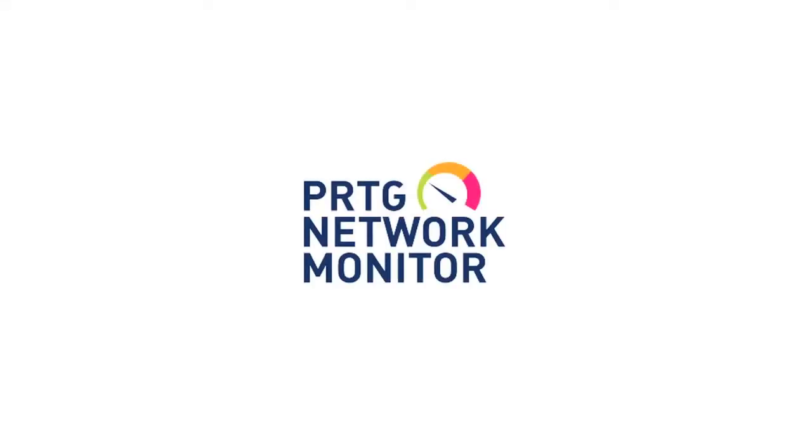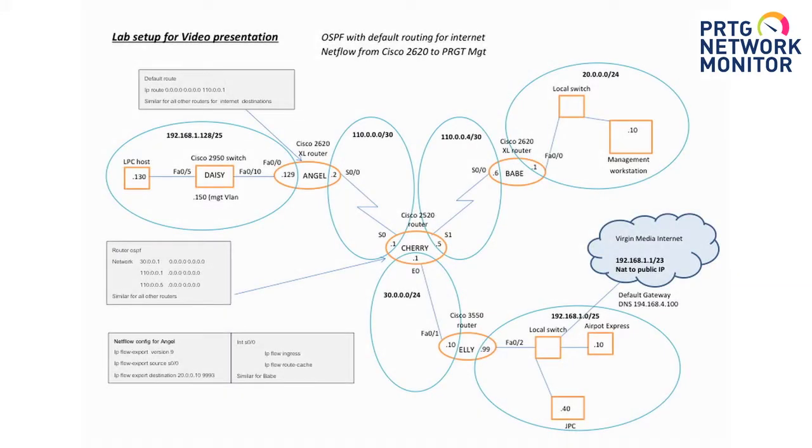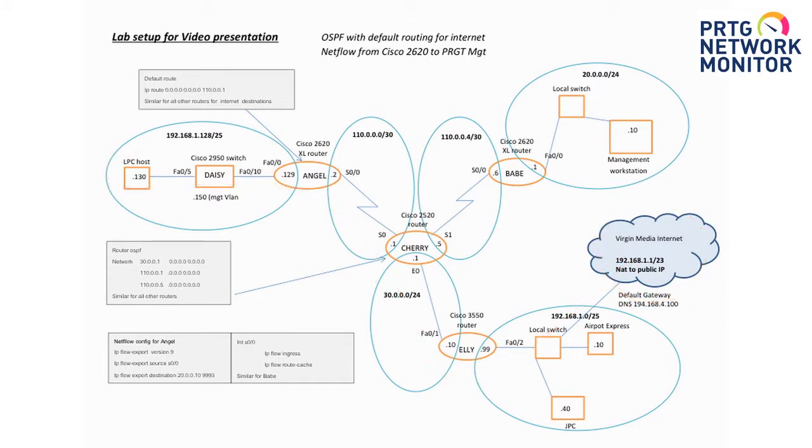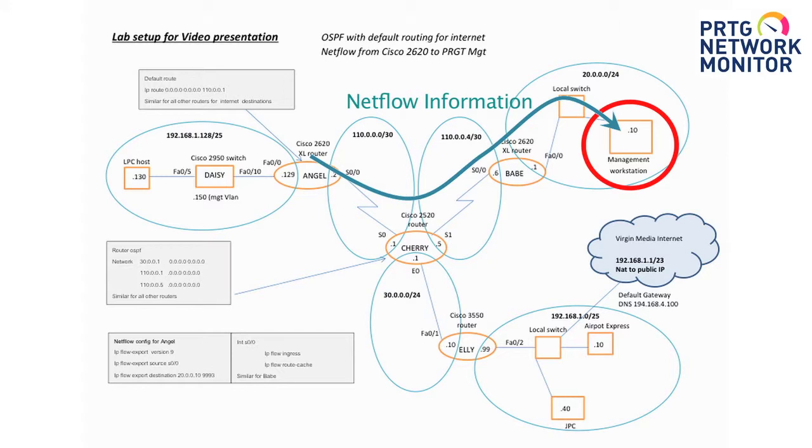PRTG might not sound very sexy, but it's the name of some visualization software that's really going to help us out here. I've set up a demonstration in the lab showing how it works. The router I want us to focus on is Angel, and we'll be looking at the traffic flowing from the machine LPC host out to the Virgin Internet Media. This is where PRTG is running, which monitors Angel's traffic using a protocol called NetFlow. NetFlow is information about the traffic flowing through the router.